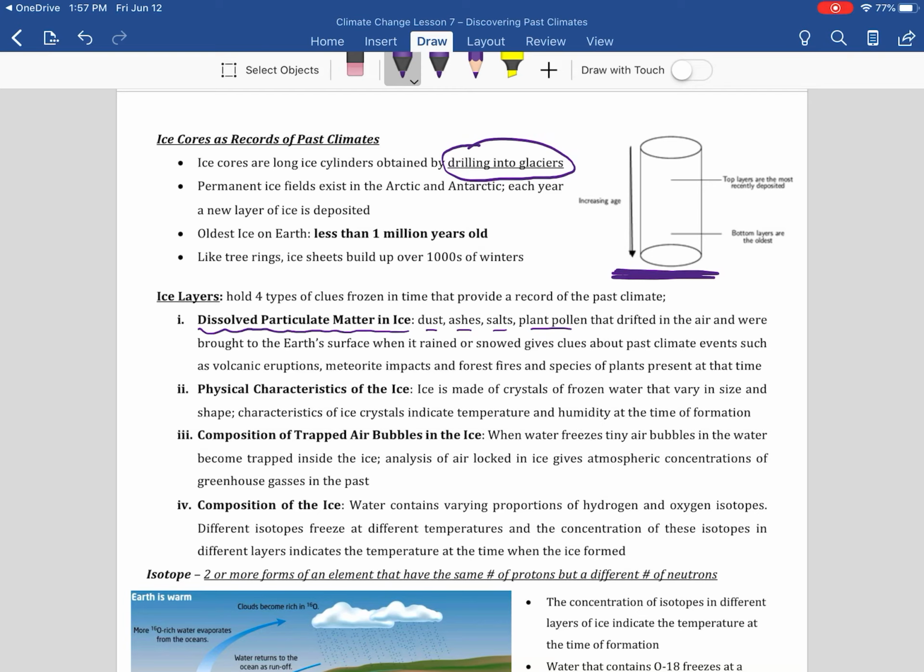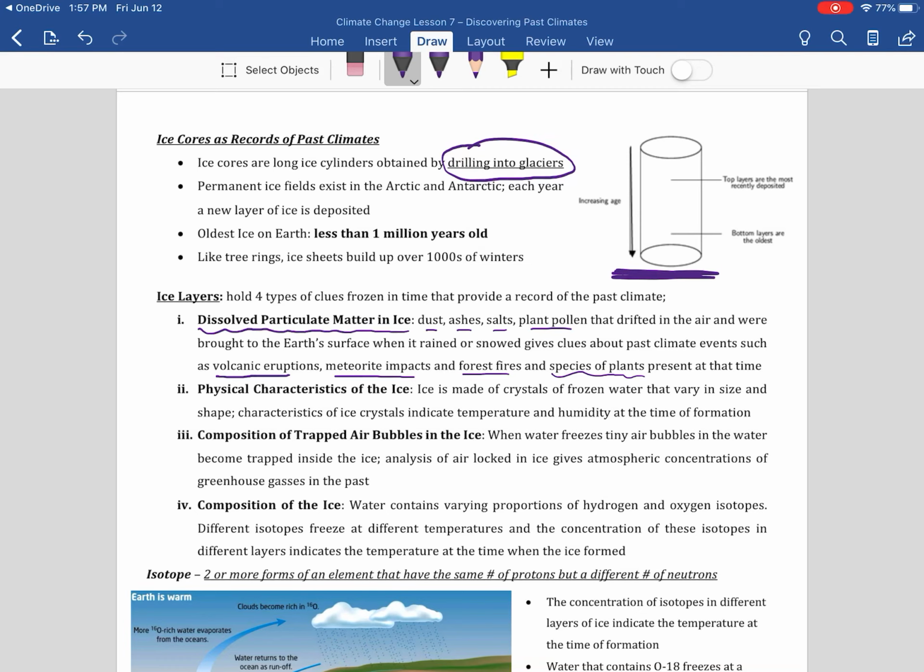Dust, well, what was floating around in the sky, that kind of thing. Okay, so that's what I was saying. Volcanic eruptions, meteorite impacts, whether there was a forest fire, and who was living around at that time. Okay, physical characteristics of ice. Now here's where my chemistry comes back into play.